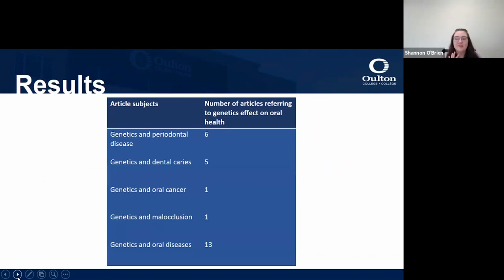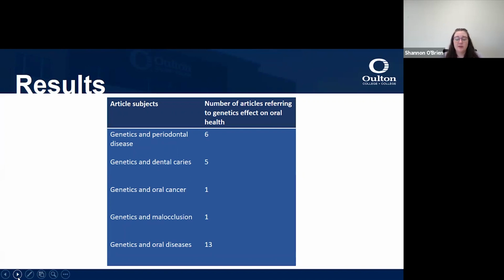All right, for our results, we used 3 main databases to help collect the most relevant data for our research. On the left, you can see our article subjects, and on the right is the number of articles that reference genetics and oral health that we found.